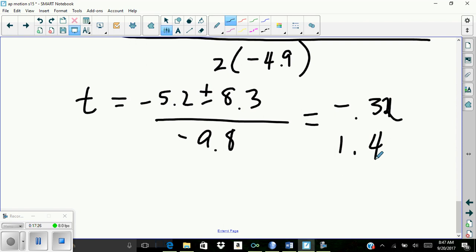Okay, so we're going to cancel out this root because it's negative. You can't have negative time. So the time is going to be 1.4 seconds.